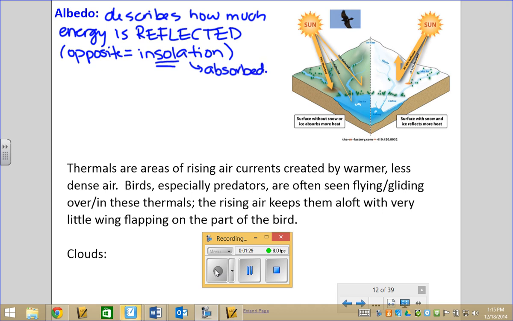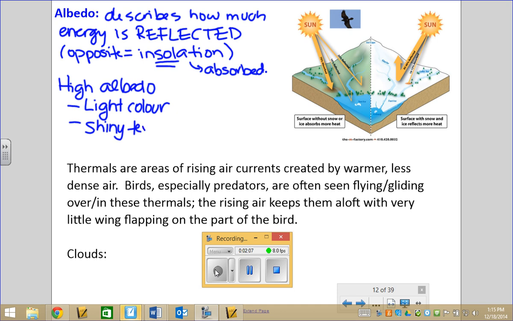So I tend to use the word albedo the most, but just because every once in a while in a question we might use the word insolation, I want you to know that that's what it means. So we said that the lithosphere can sometimes absorb and sometimes reflect the sun's energy. And so what gives something a high albedo? Things that are light in color and things that are shiny in texture.